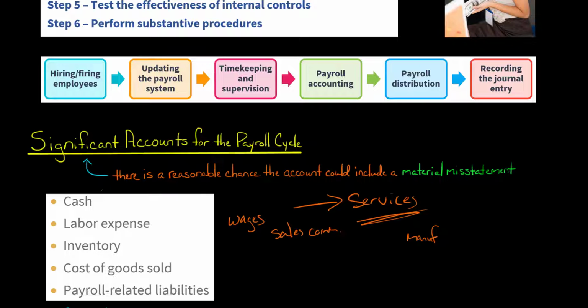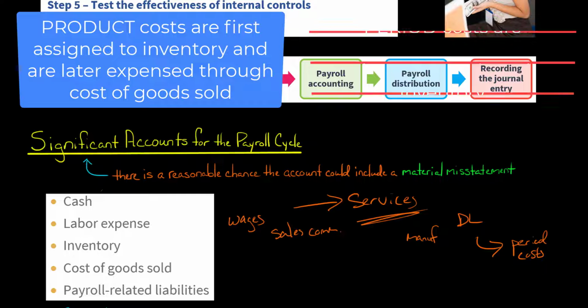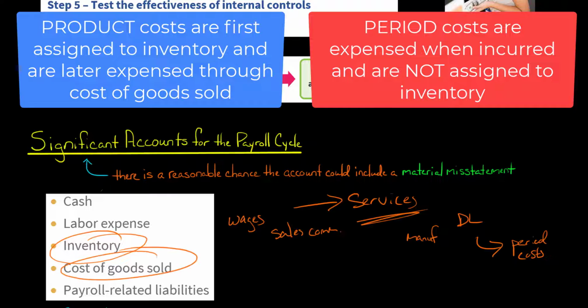Remember, for manufacturing, we have direct labor, then we have indirect labor, which is a type of manufacturing overhead, and then we have period costs, which are salaries and other costs that have nothing to do with manufacturing. So this is important because how we classify the labor costs could affect the manufacturer's inventory account, right? If we have some costs of manufacturing and we improperly classify those as period costs, that's going to affect the company's inventory account and its cost of goods sold.